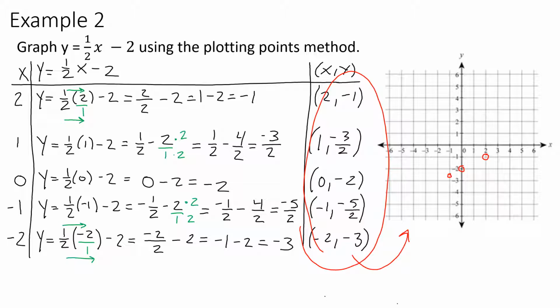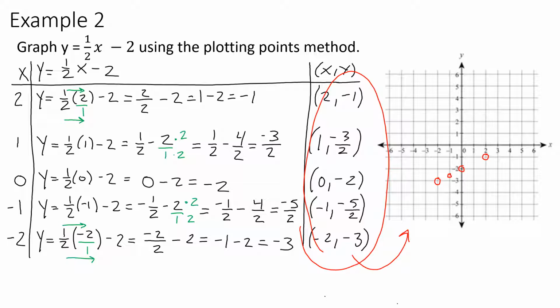And then the last point is negative 2, negative 3, which is left 2, down 3. So when I graphed all these points, I forgot the second point, which is 1, negative 3 halves. So that's over 1, down 1.5. Or maybe my computer just erased it accidentally.